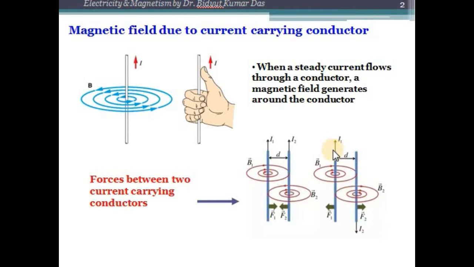On the other hand, if the current flows in the opposite direction, for example in this case you can see the current in this conductor is in the upward direction, and the current in this conductor is in the downward direction. In this case the forces are in opposite directions, so these two conductors will repel each other.